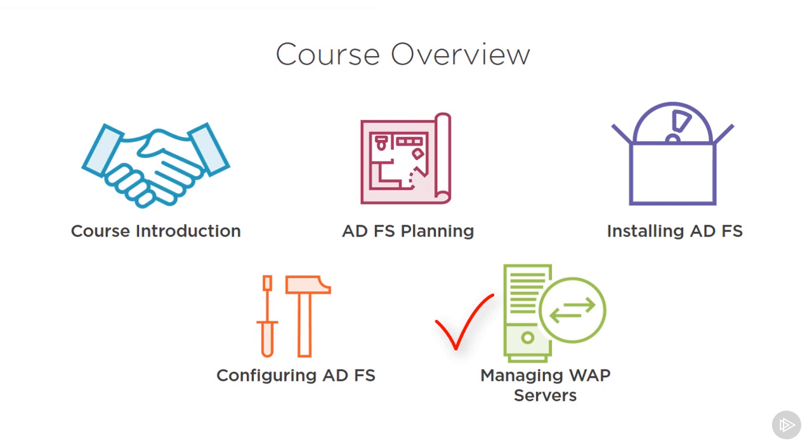So we're going to wrap it up by looking at a web application proxy server, or a WAP server, which is available with Windows Server 2012 R2 and later. But what if you have Windows Server 2012 or earlier? Well, we're going to look at an ADFS proxy server configuration. So we've got you covered regardless of what flavor of the operating system you're running.